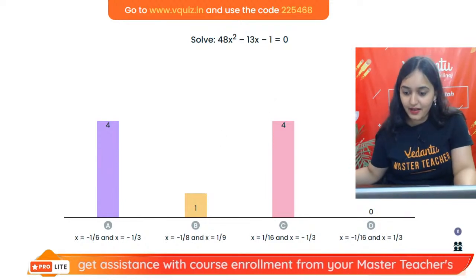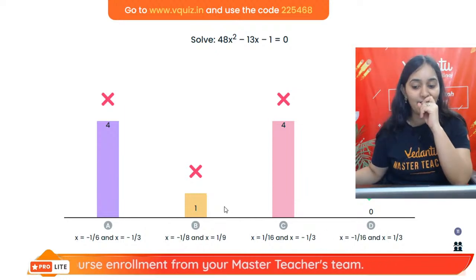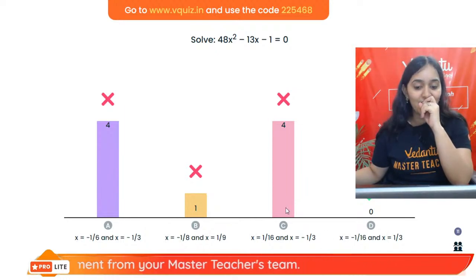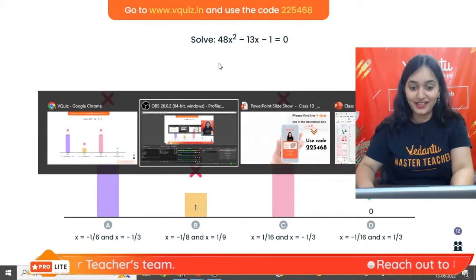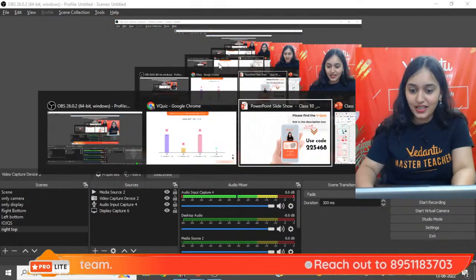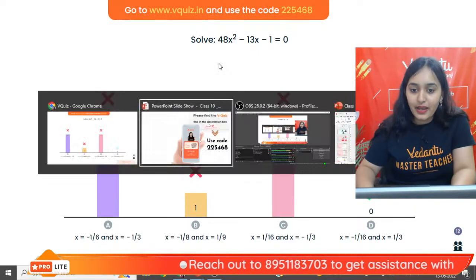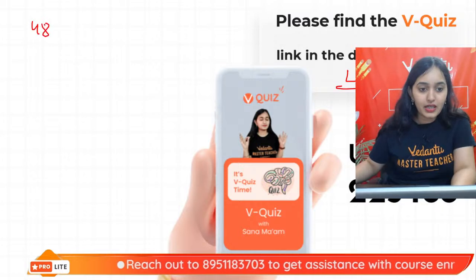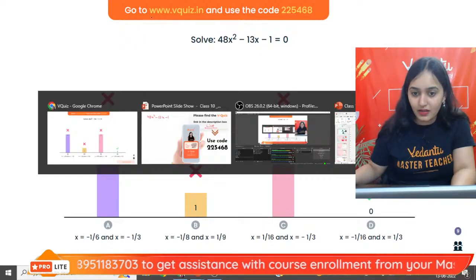And we have two confusing answers. Oh. How is this possible? Wait, I have to solve this question. Kyunki itne sare bachcho ka galat kaise ho gaya? Wait. 48x square minus 13x minus 1. This is the question, right?